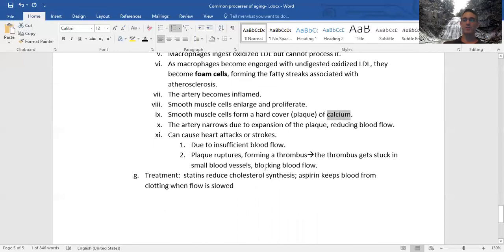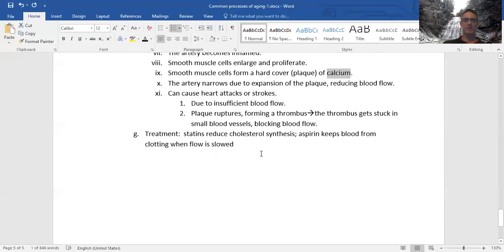And if it's reduced enough, it can cause a heart attack or myocardial infarction, or it could cause a stroke. Or the plaque could rupture, and then it forms what we call a thrombus, and that can float around and get stuck in a smaller blood vessel and block blood flow into somewhere else, again, causing other problems.